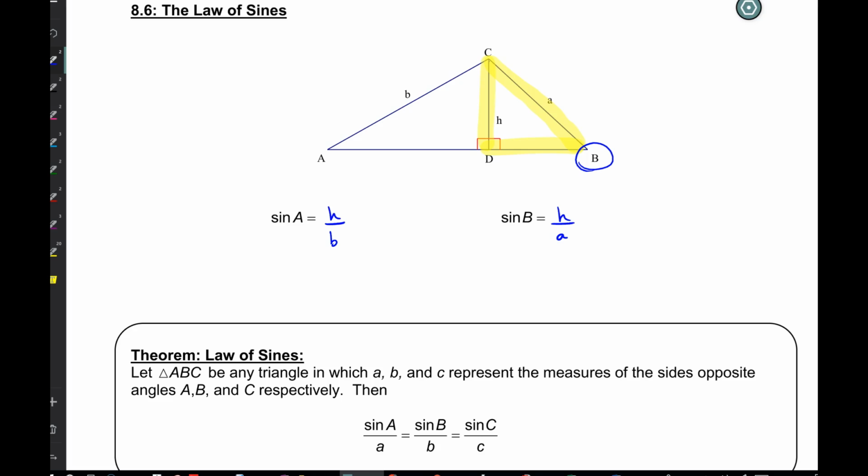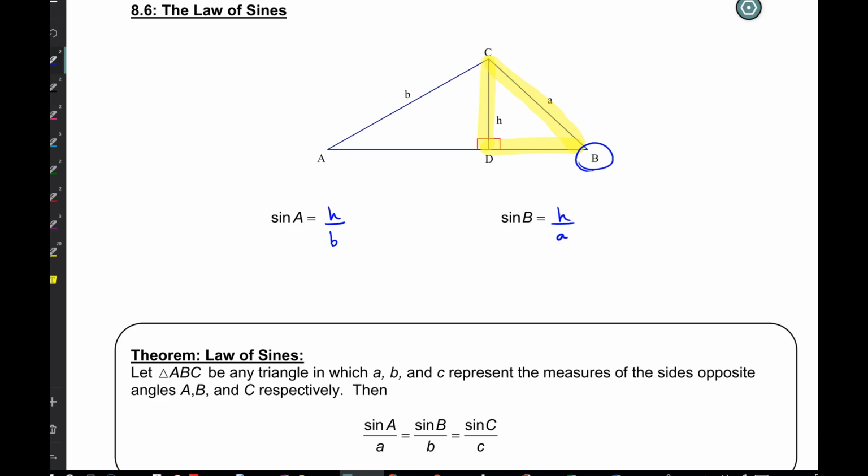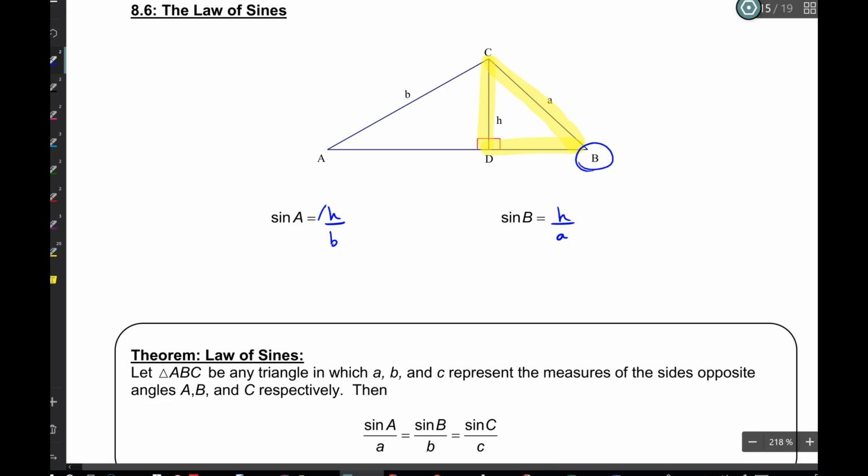Good? Now, how could I set this up to solve? Well, we have H in both equations. So what I would like you to do, let's isolate H here. So I'm going to multiply both sides by B. So I have B times the sine of A is equal to H.